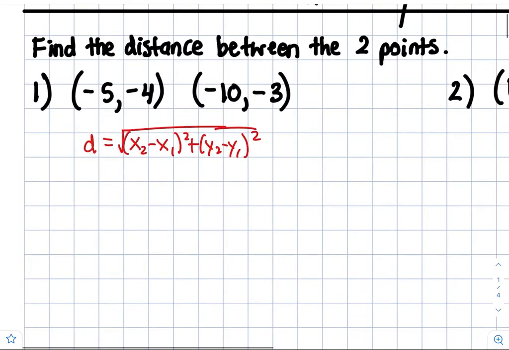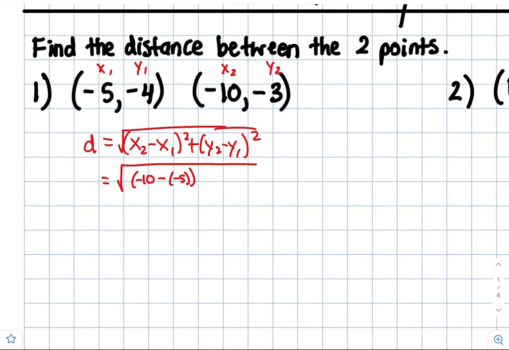So here we have the distance. Let's label our x1, y1 coordinate and our x2, y2 coordinate. So, following the formula, distance equals the square root of x2, which is negative 10, minus x1, which is negative 5, raised to the second power, plus y2, which is negative 3, minus y1, which is negative 4, squared.